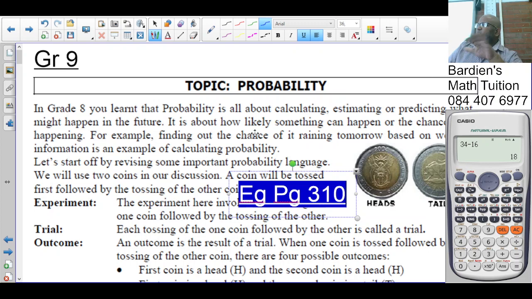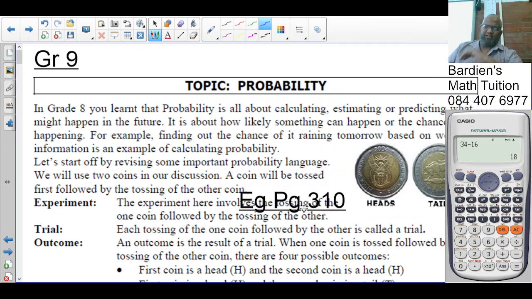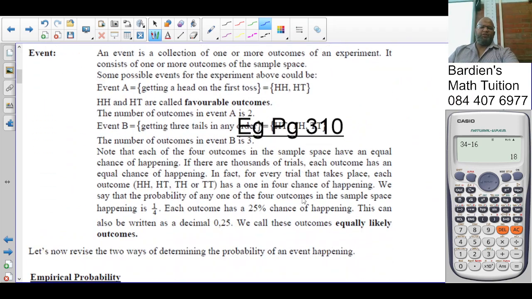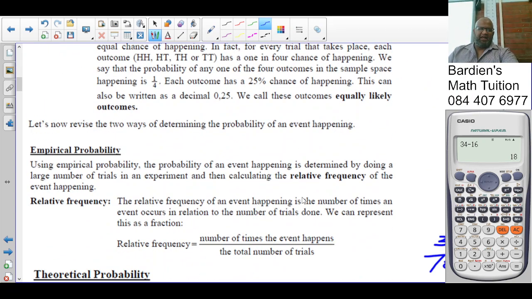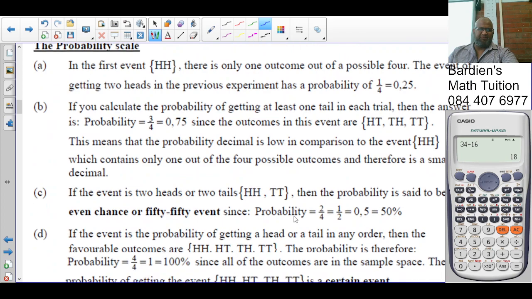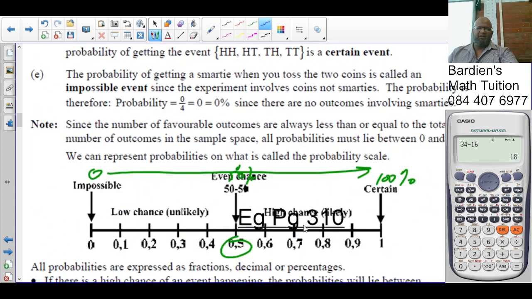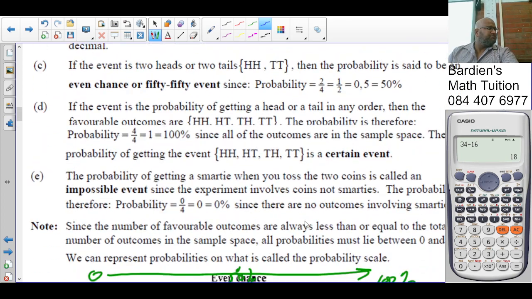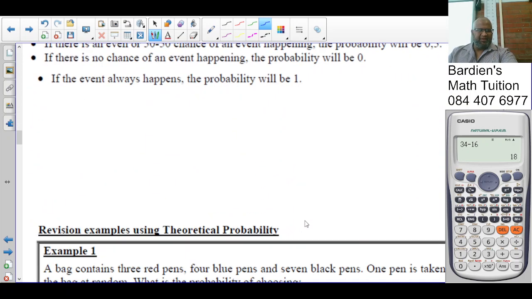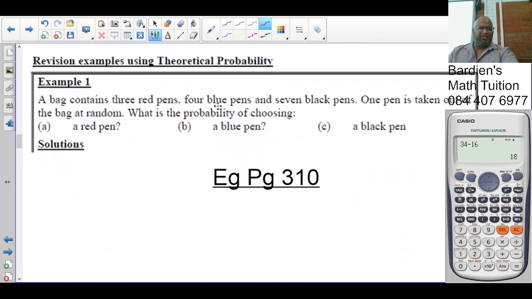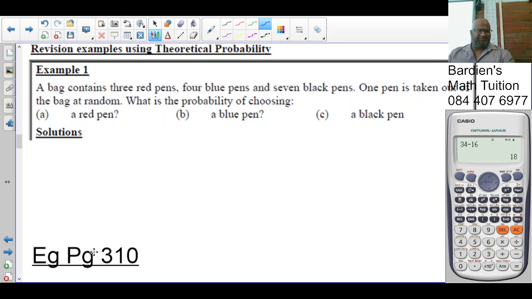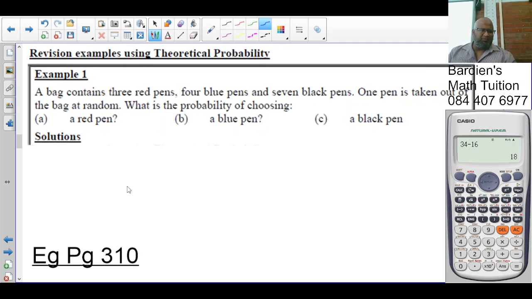Okay, but at this point, we spoke about this. We went through all this theoretical probability, and we went through the relative frequency and all of those things. We spoke about this scale, the probability scale as well. So now we're looking at examples on page 310. We are told that in example 1, a bag contains 3 red pens.